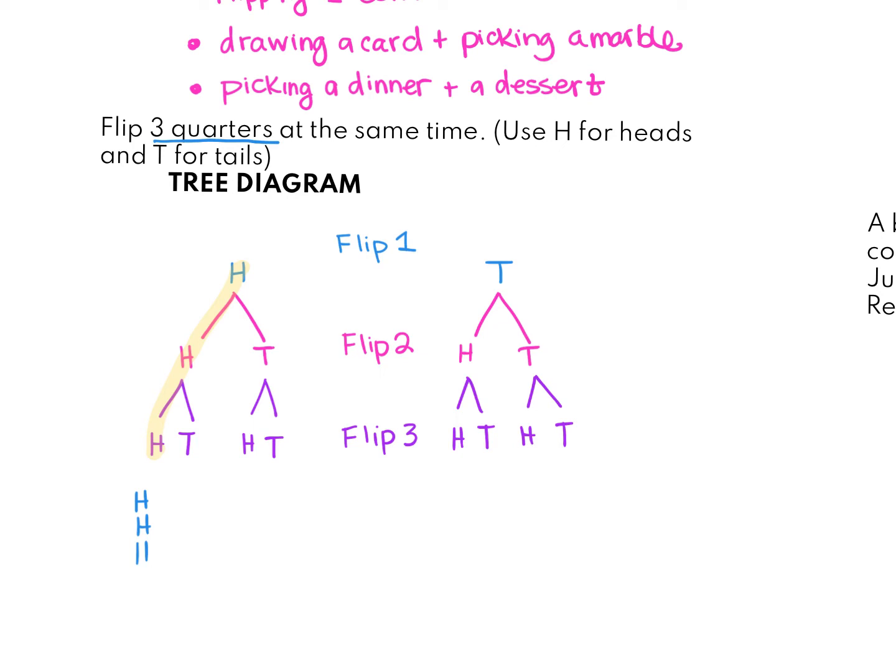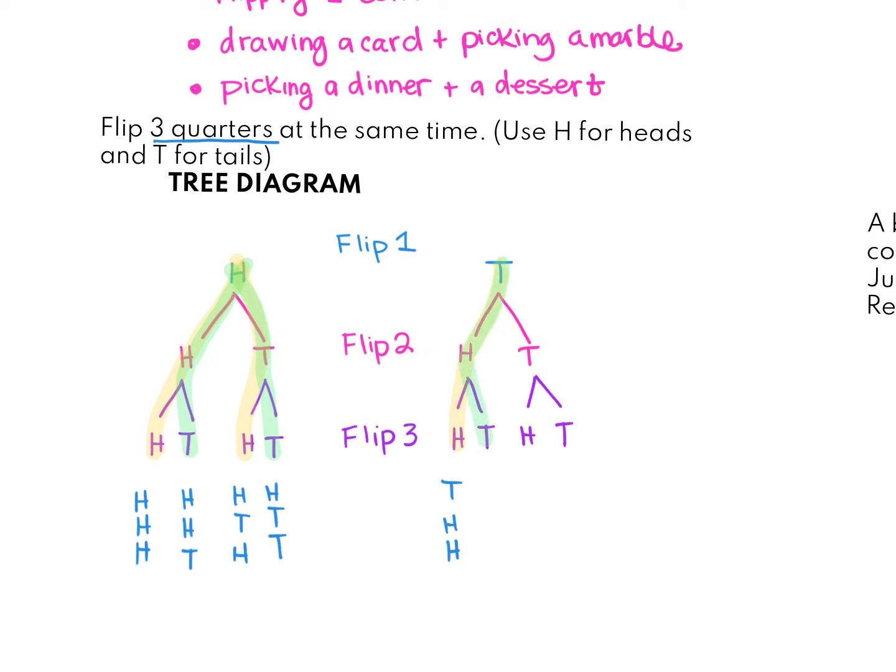Now we're going to go again. I can go heads, heads, but I can branch off and go tails. So this is going to be heads, heads, tails. So far there's 2 different ways that we can have results here. All right, I can go heads, tails, heads. And I can also go heads, tails, tails. So as you can see, we're just going down and we're going every single branch. So this one is tails, heads, heads. These are all the different combinations that can happen.